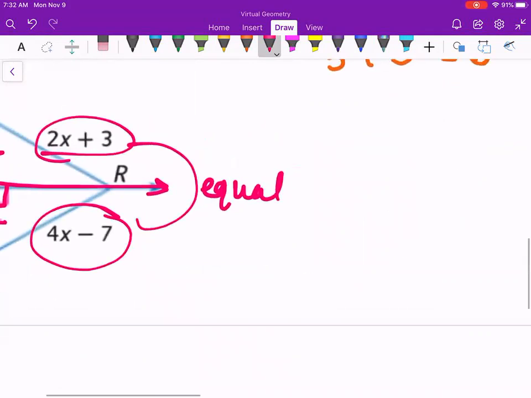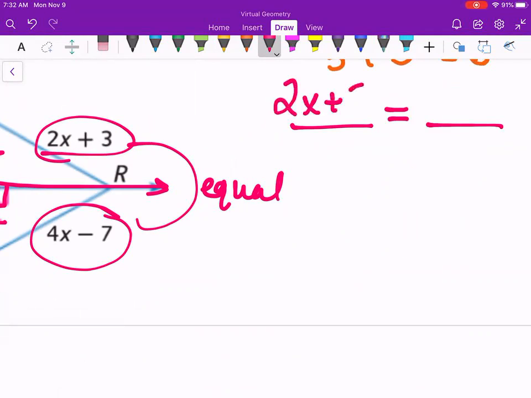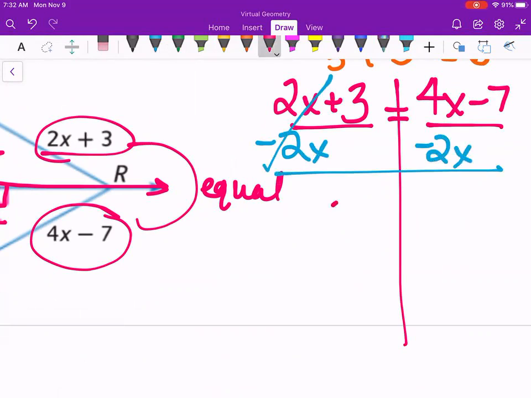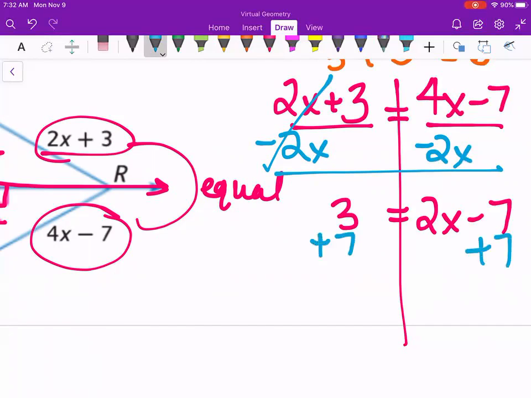So this goes back to part 1 is equal to part 2. So 2x plus 3 is equal to 4x minus 7. And now we can solve this. I'm going to subtract my 2x from both sides. So 3 is equal to 2x minus 7. Now we can add the 7 back. So 10 is equal to 2x. Divide both sides by your 2.